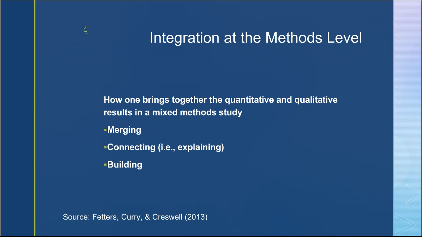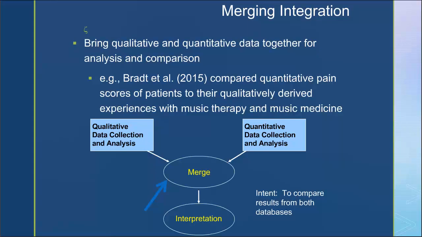And I want to talk about these three different types: merging, connecting, and building, and then link these different procedures or strategies for integration to joint displays that we might be able to create. So in merging integration, we're bringing qualitative and quantitative data, could also be results, together for analysis and comparison.